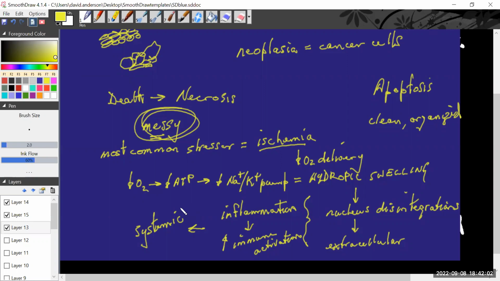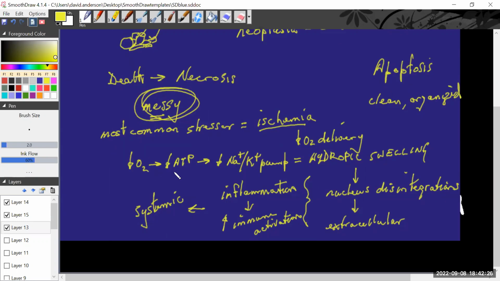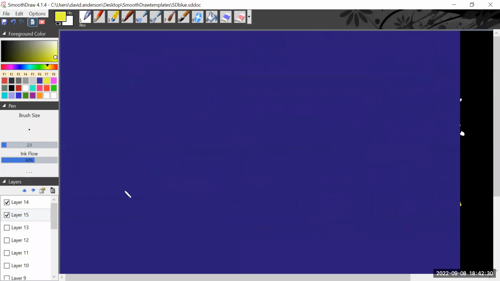The contents of the cell are extracellular. They're not supposed to be there. We're going to get inflammation, and then we're going to get activation of the immune system. Eventually, it's going to get cleaned up. But in the meantime, the patient is going to feel sick. They're probably going to have a fever. There's going to be loss of function in the tissues that are involved. So there's lots of things going on here that are going to cause pathology.